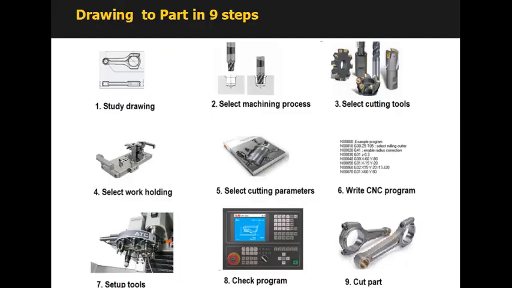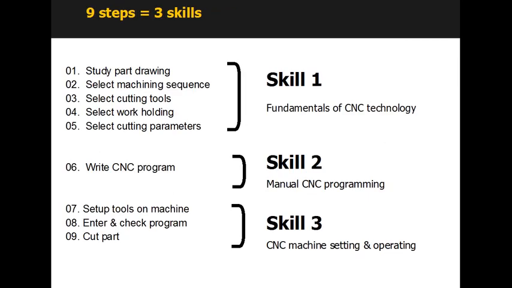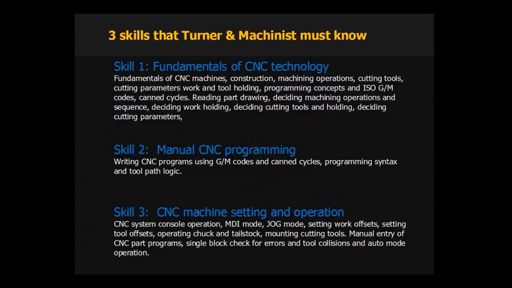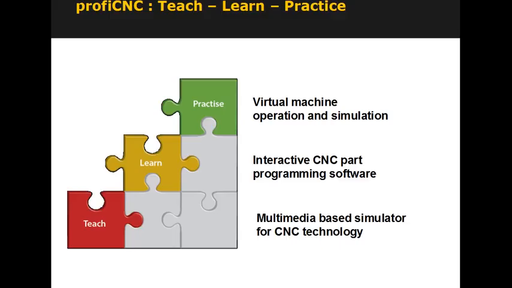CNC machining involves 9 skills, from reading the part drawing to cutting the part on the machine. These 9 skills can be divided into 3 sets of skills: fundamentals of CNC technology, manual CNC programming, and CNC machine operation. profiCNC is a set of 3 software products that help you teach these 3 sets of skills in a highly efficient manner economically.